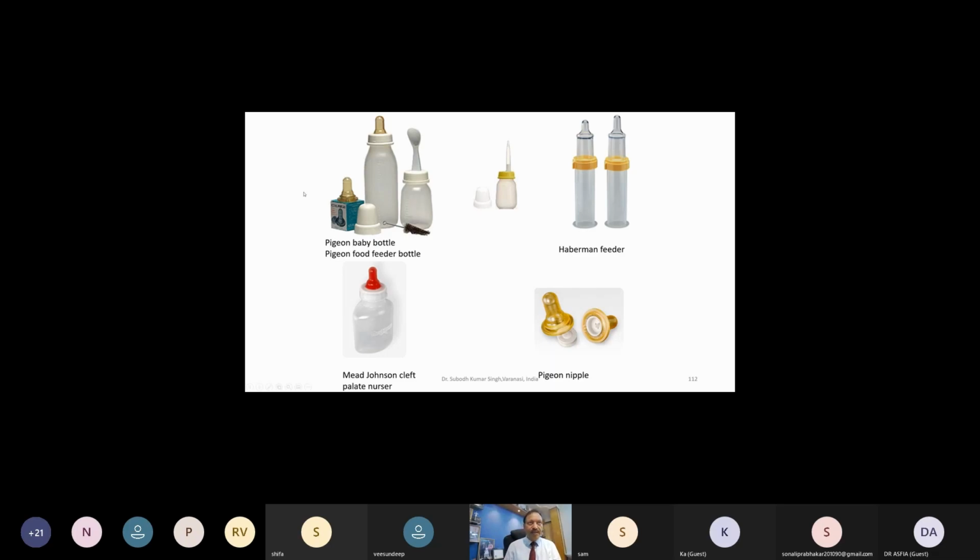Again, there are so many different kinds of bottles. I am against any of these bottles and all of these bottles. But if somebody is happy using these bottles, they can use Haberman feeders and others. But this kind of a long teat, droppers or spoons, they are a big no because they can deposit milk way inside the mouth into the pharynx, and a lot of milk can be deposited, and that leads to aspiration in cleft babies.